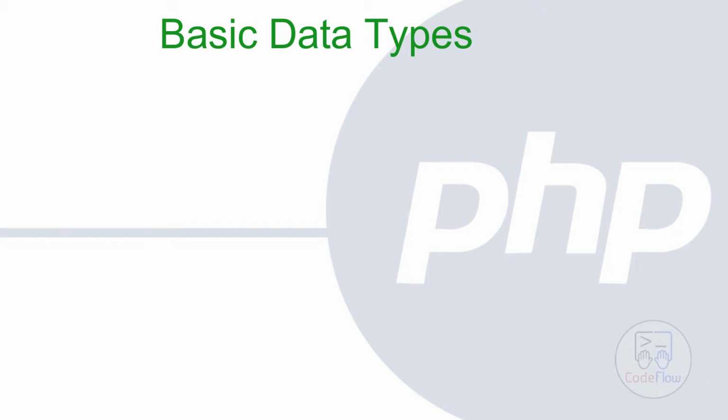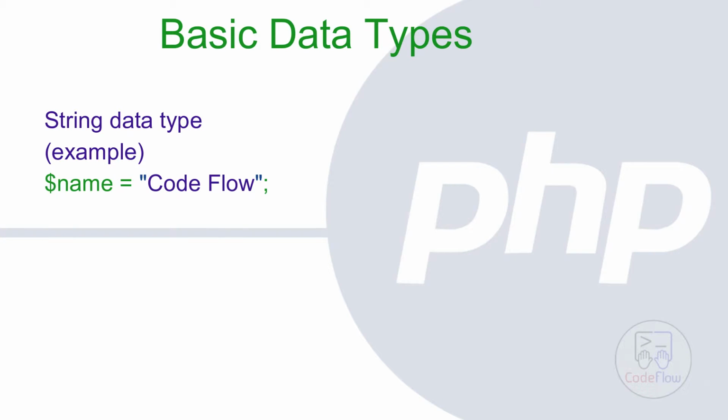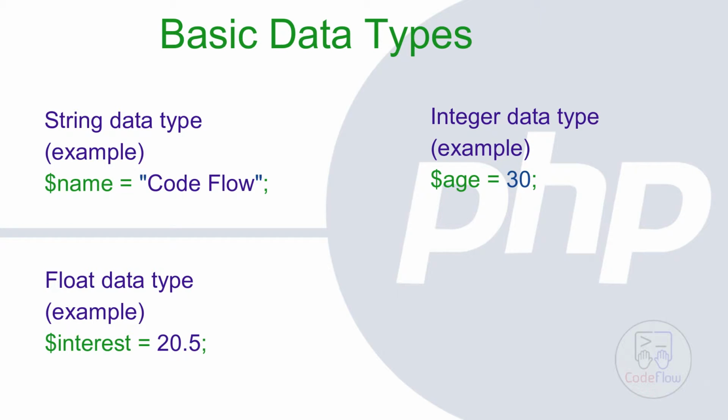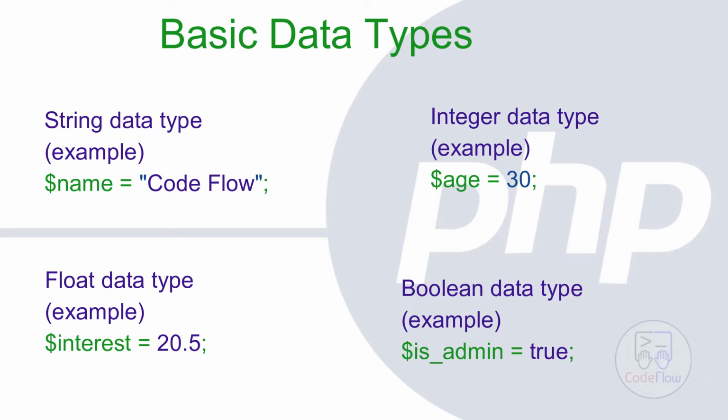Now, we will look at basic data types. First one is string. Another is integer. Next one is float. Float can contain decimal values. Let's see one special data type, boolean. It contains only two values, either true or false.